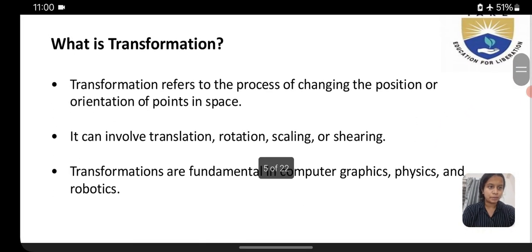What is transformation? Transformation refers to the process of changing the position or orientation of points in space. It can involve translation, rotation, scaling, or shearing. Transformations are fundamental in computer graphics, physics, and robotics. They are very common among all those.